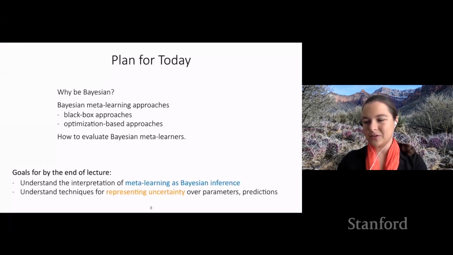By the end of the lecture, the goal is for you to be able to understand the interpretation of metalearning within a Bayesian inference framework, and also understand the techniques for representing uncertainty over parameters and over predictions.